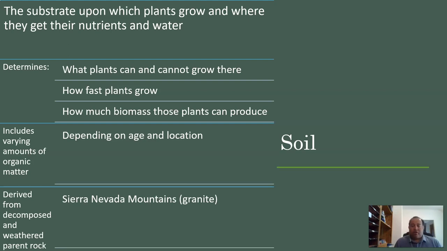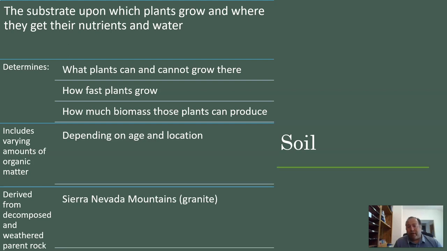Different soils will have different amounts of organic matter, and that becomes important because organic matter is where soil gets its nutrients from. But it depends on the age of the soil and the location. For this area here, the majority, if you go far enough down, you're going to get to granite. And basically, in all these areas around the Sierra Nevada mountains, it's granite.